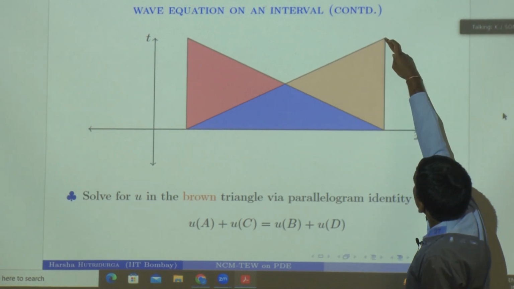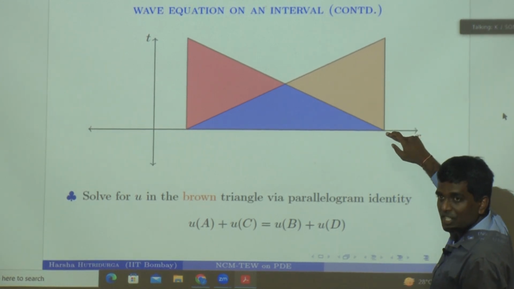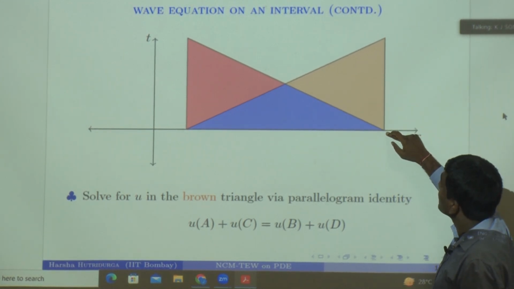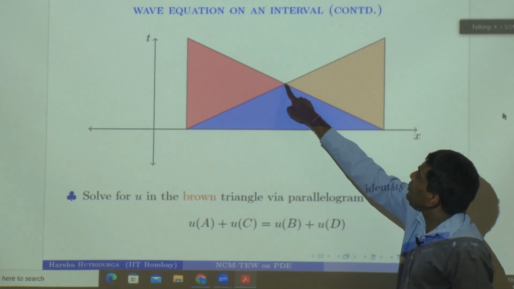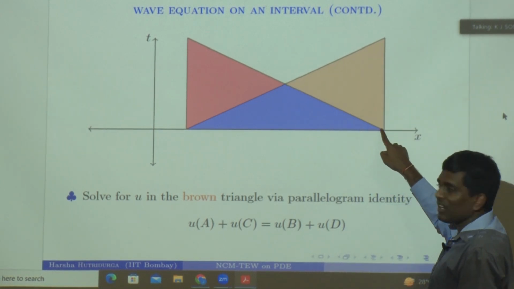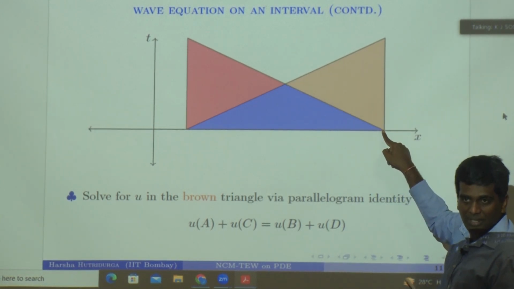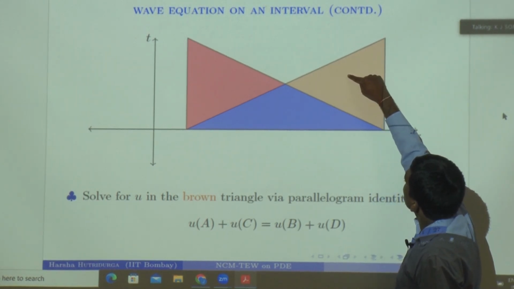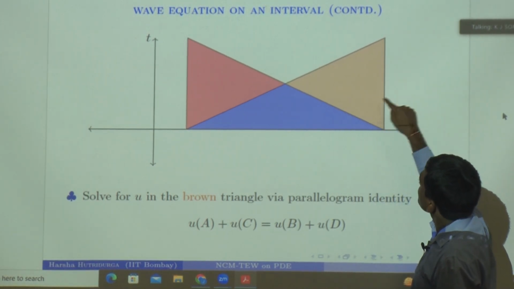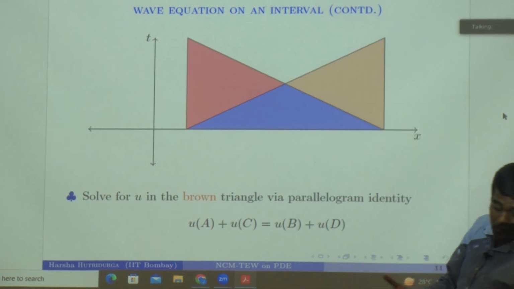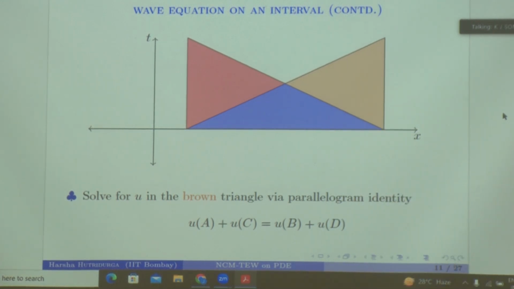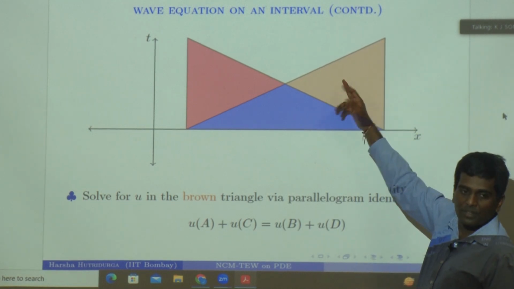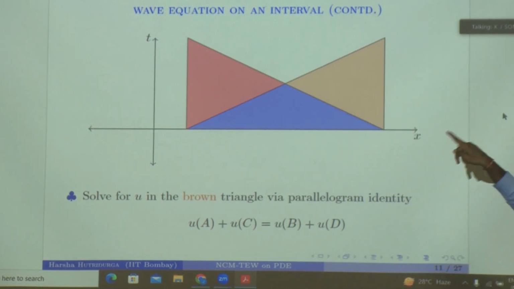Because you know the value of u along this axis, that is 0 again. u of b comma t is 0. And you know the value of u on this boundary thanks to D'Alembert's formula. So you pick any point, you draw those parallelograms. Okay? Where you will always have 3 points where you know the value of u, and you will assign the value of u for the fourth one. So this way you can solve in this brown triangle also.